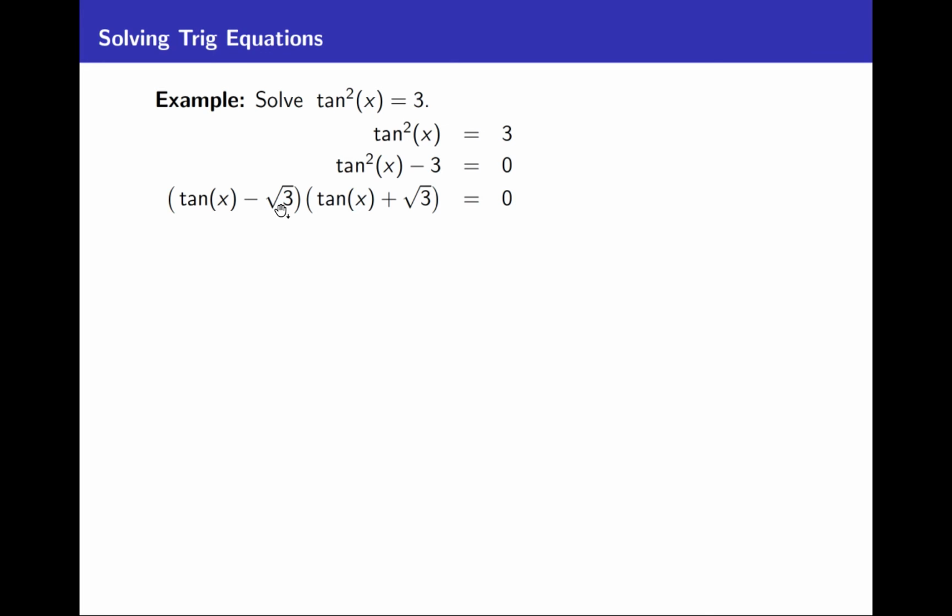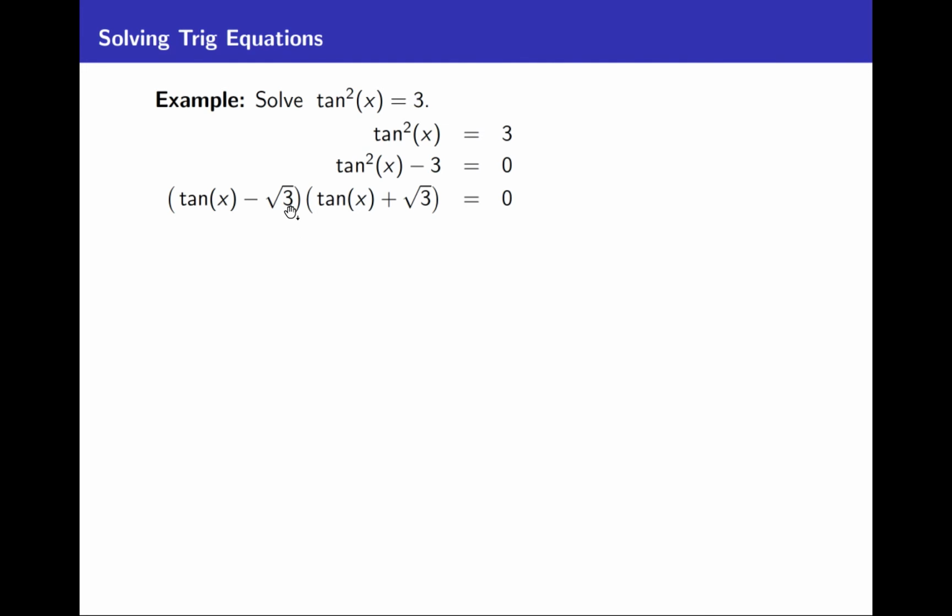It's tangent of x minus root 3 times tangent of x plus root 3. Now just FOIL that out to verify that it's correct and make sure you get the tangent squared x minus 3 above. Let's see. Tangent x times tangent x is tangent squared x. Tangent x times square root of 3 minus square root of 3 times tangent x, those cancel out. And the last terms multiply as negative root 3 times positive root 3 is negative root 3 squared, or negative 3. So when you FOIL this back out, you really do get what's above. So it's a correct factoring.